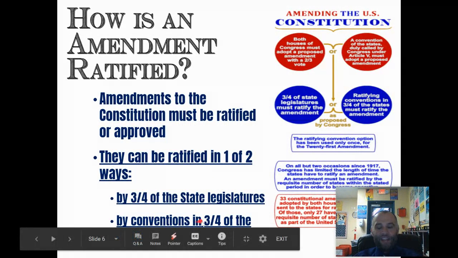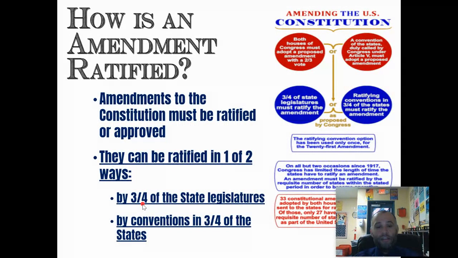We could also have ratifying conventions in 3/4 of the states. Again, I think that's only ever been used one time. All 26 other amendments have been ratified by 3/4 of state legislatures. Notice that 3/4 is more than the 2/3 vote it takes in Congress. So Florida, Georgia, you would need 36 state legislatures, the congressmen and senators from each state, to vote yes on it. And you need 36 states to do that.